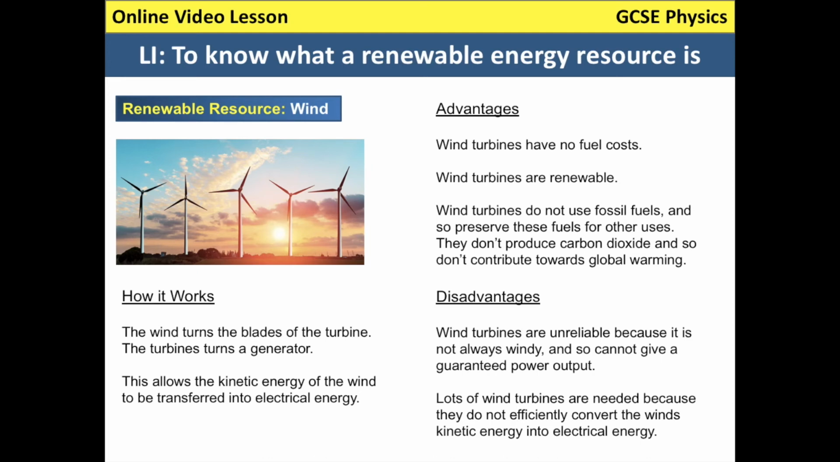Disadvantages: wind turbines are unreliable because it is not always windy. You are literally dependent on the wind and the wind speed, so therefore we cannot have a guaranteed power output. Lots of wind turbines are needed because they do not efficiently convert the wind's kinetic energy into electricity.